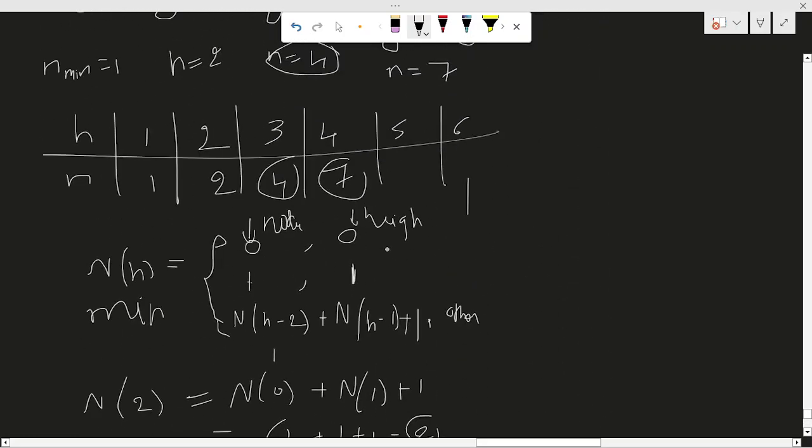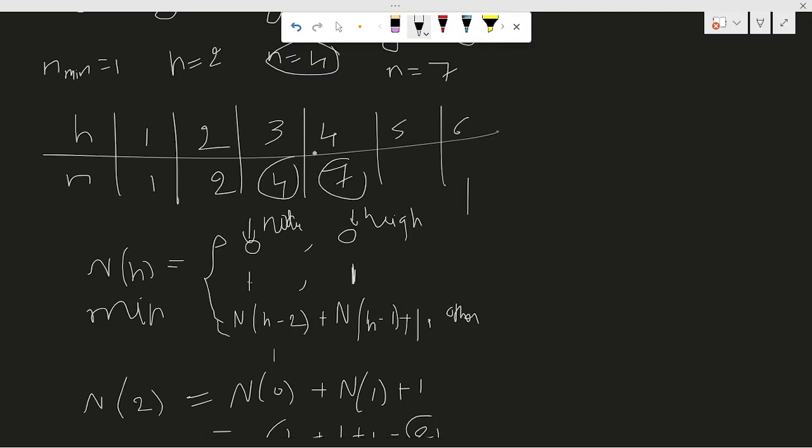So for h max, if the number of nodes is 4 to 7, then my maximum height is 3. If the number of nodes is from 2 to 4, then the maximum height is 2. So this is how it works. Here what we actually get is 12. If the number of nodes is greater than or equal to 7 and less than 12, then the maximum height will be 4. So this is how we are going to solve the AVL tree.